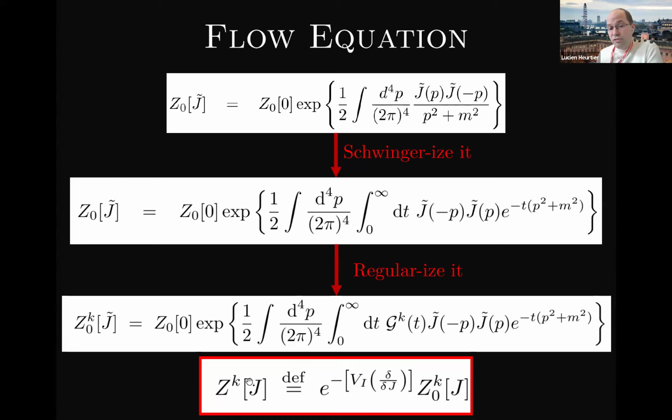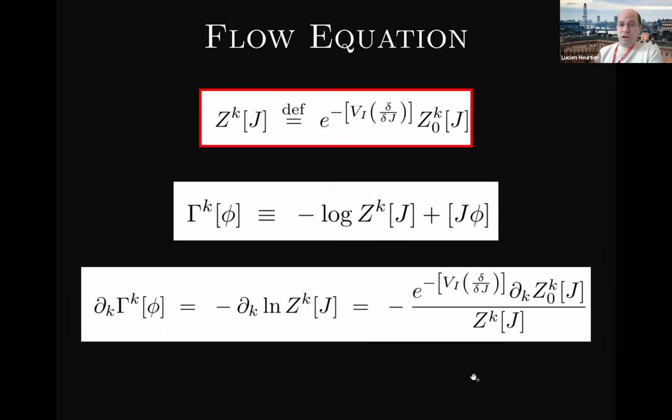And then we define the coarse-grained or averaged partition function at scale k as this operator including the interactions acting on the regularized free partition function. So once we have this definition, things are relatively trivial, although it requires a little bit of calculation, but you can then define your average effective action from this partition function, which is just a very standard expression. And then to obtain your flow equation, you just have to derive with respect to k. This is the derivation of the log of Z_k.